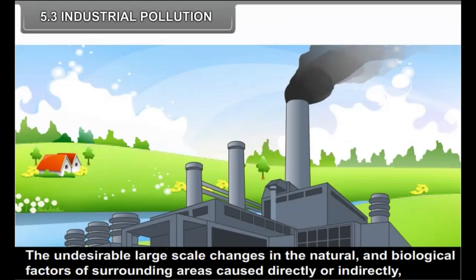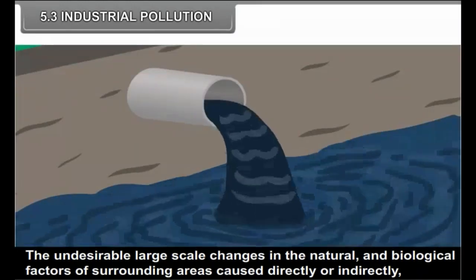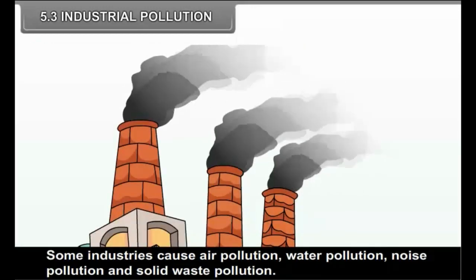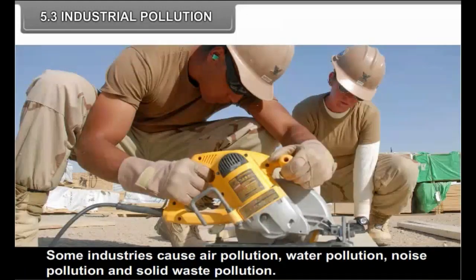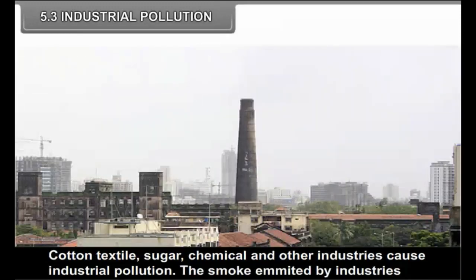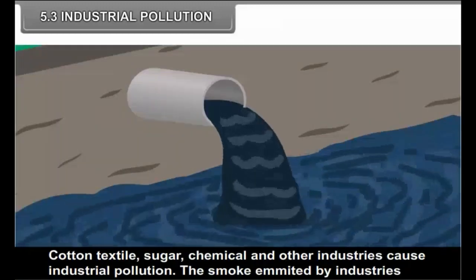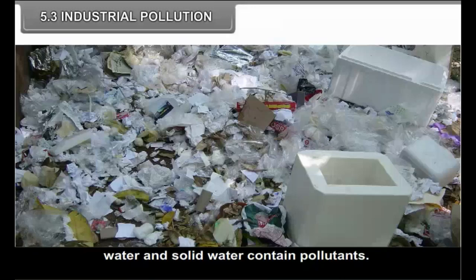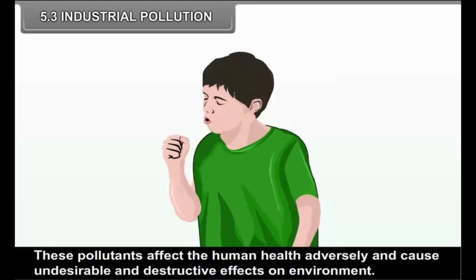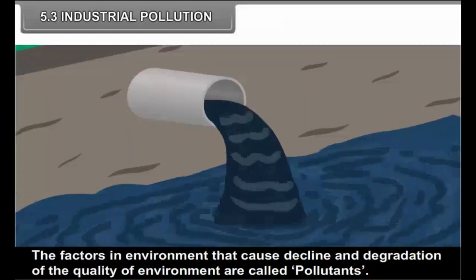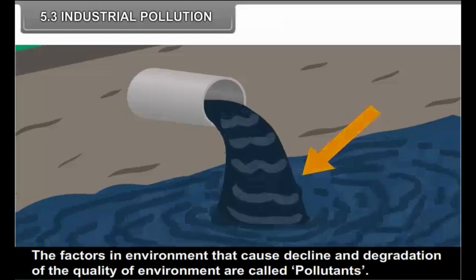5.3 Industrial pollution. The undesirable large-scale changes in the natural and biological factors of the surrounding areas caused directly or indirectly by various industries is called industrial pollution. Some industries cause air pollution, water pollution, noise pollution and solid waste pollution. Industrial pollution adversely affects various ecosystems. Cotton textile, sugar, chemical and other industries cause industrial pollution. The smoke emitted by industries, water and solid waste contain pollutants. These pollutants affect human health adversely and cause undesirable and destructive effects on the environment. The factors in environment that cause decline and degradation of the quality of environment are called pollutants.